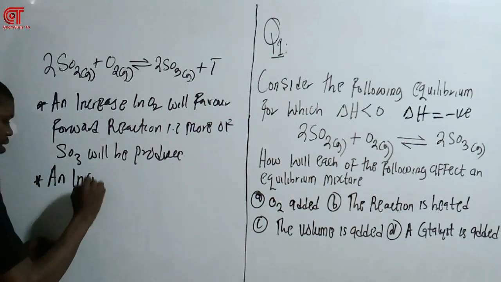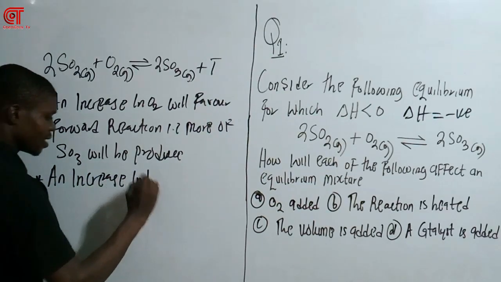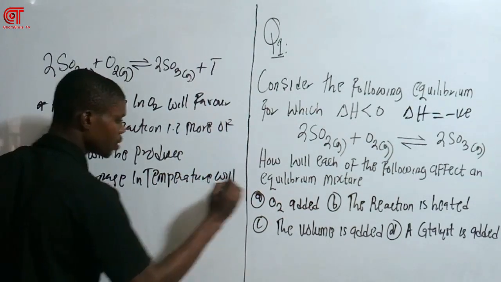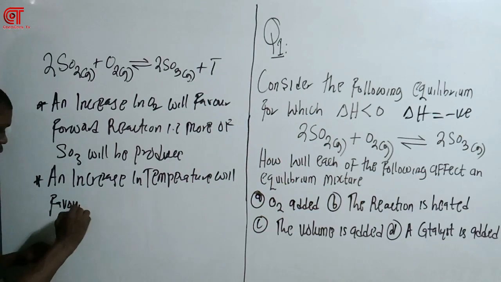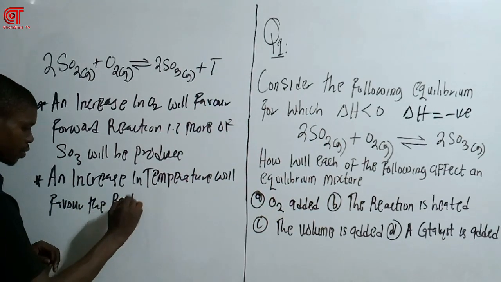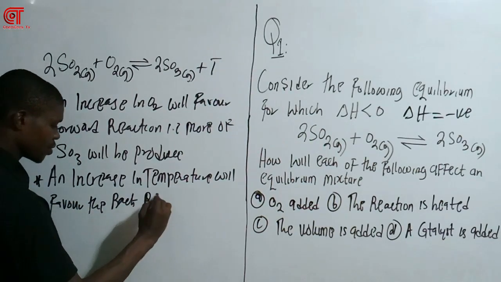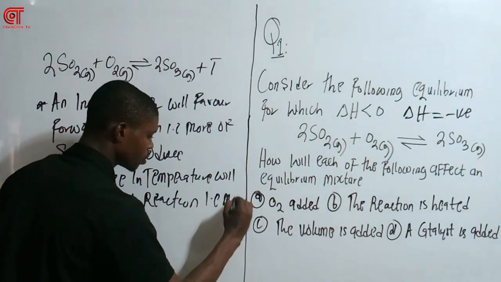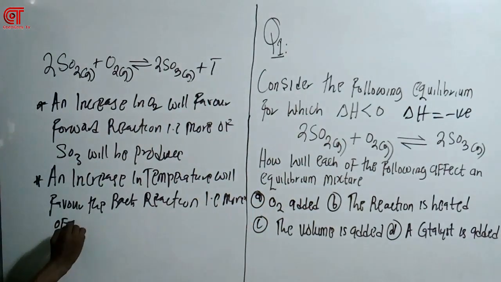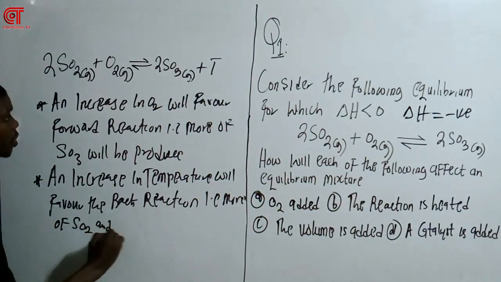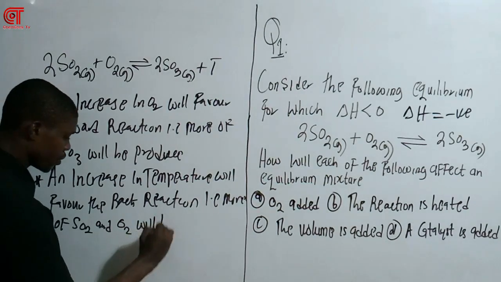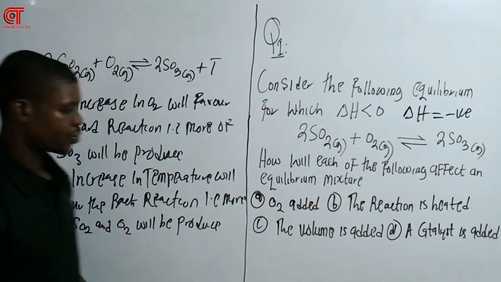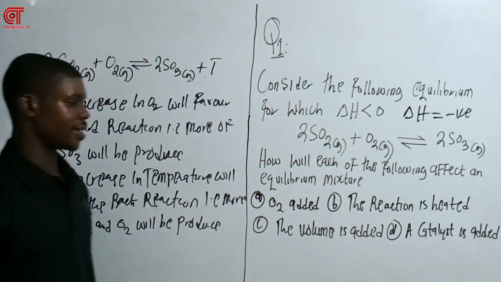So an increase in temperature favors the backward reaction, and that is more of SO2 and O2 being produced. Yes, so this is what you really want to understand here.